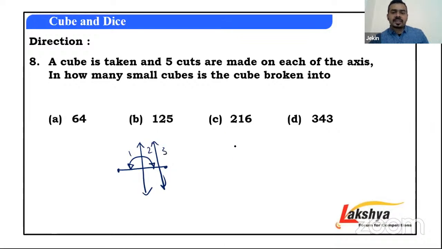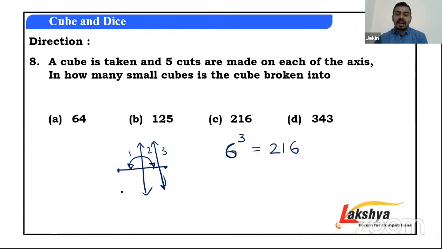Therefore, if you have 5 cuts, it will divide a cube into how many parts? 6 parts. So it's very simple. If a cube is divided into 6 parts, how many small cubes can the cube be broken into? The answer is going to be 6 cube, which is straight away 216.